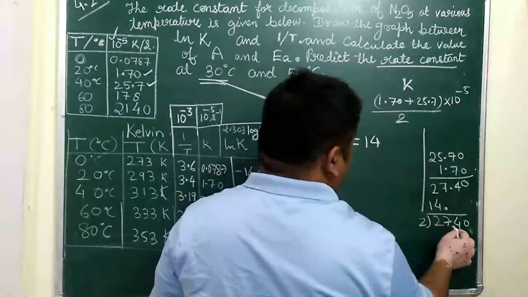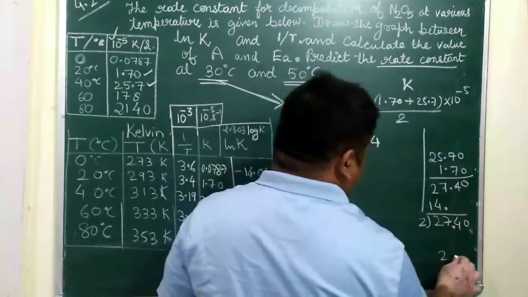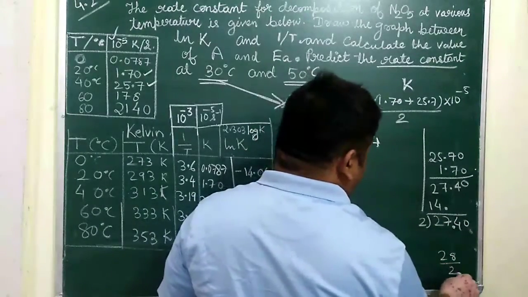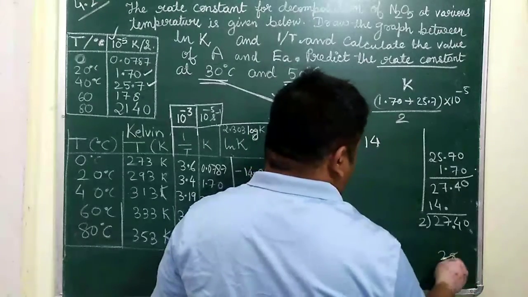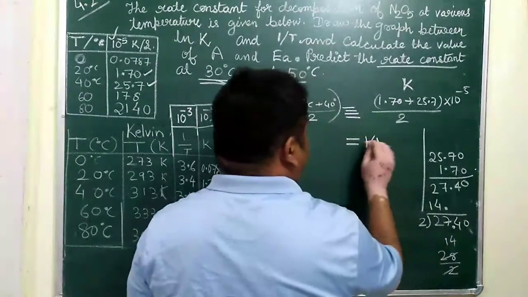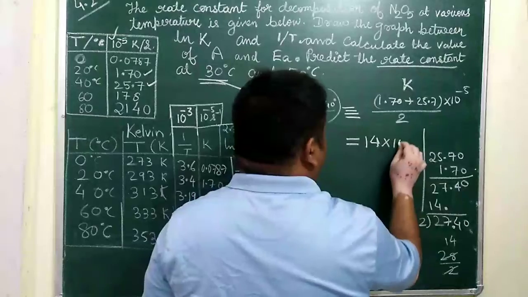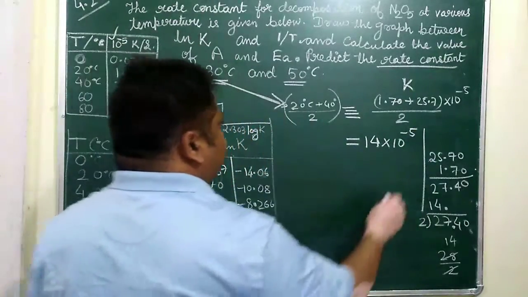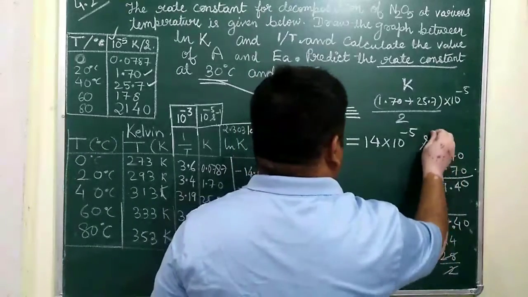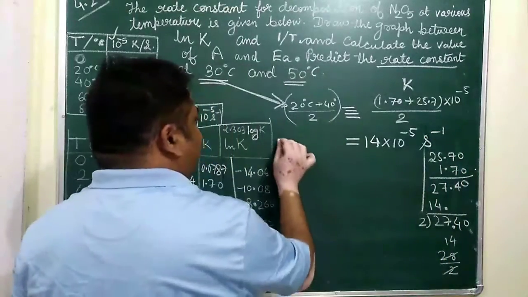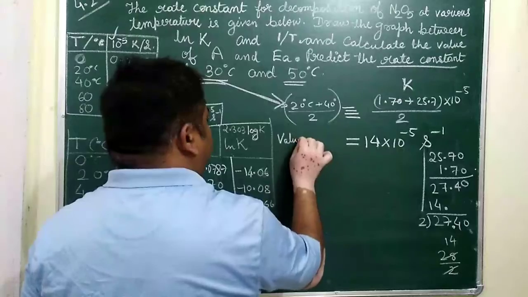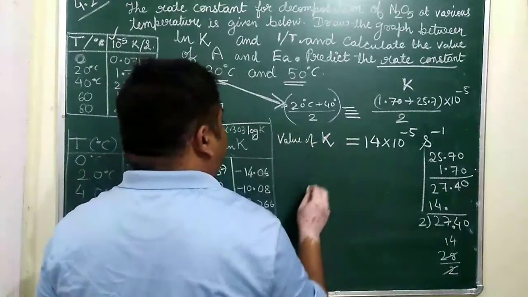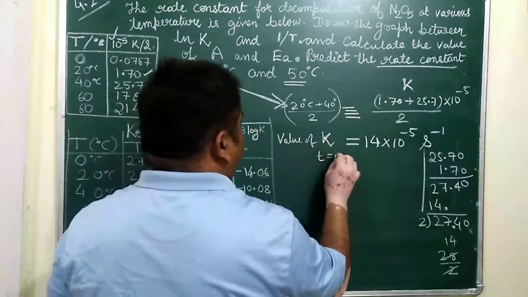Say 27.4, if I consider this as 28 roughly, then divided by 2, this comes out to be 14. So roughly it will be around 14 into 10 to the power minus 5 per second. This is the value of K at T equal to 30 degrees C.